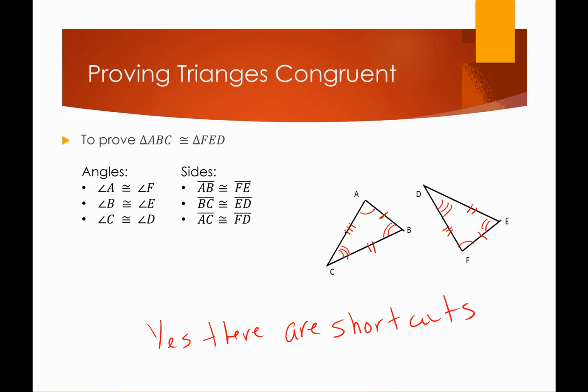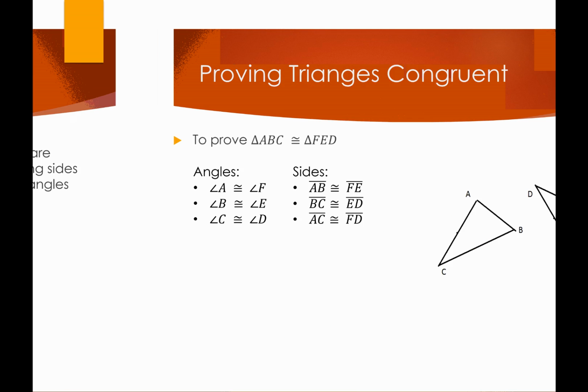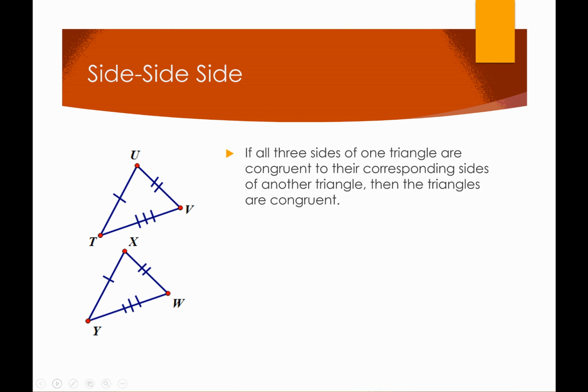All right, so what is my first shortcut? The first thing I have is a postulate called side, side, side, and we abbreviate it as SSS. Basically it says that if all three sides of one triangle are congruent to their corresponding sides of another triangle, then the triangles are congruent.